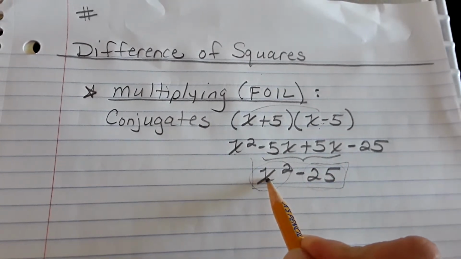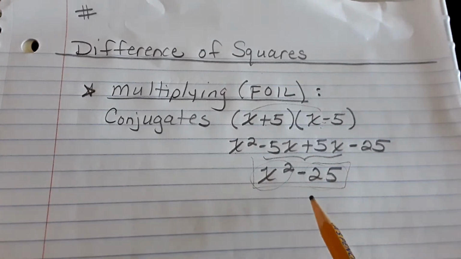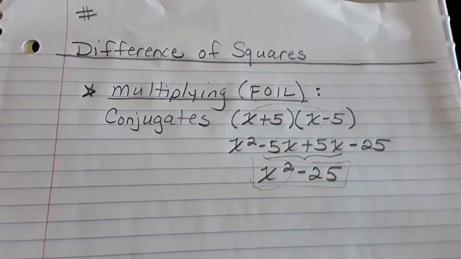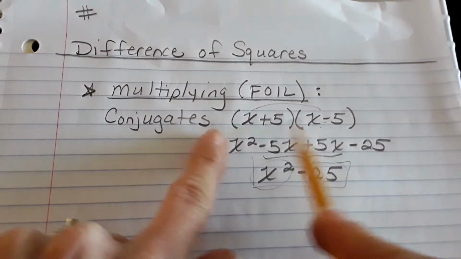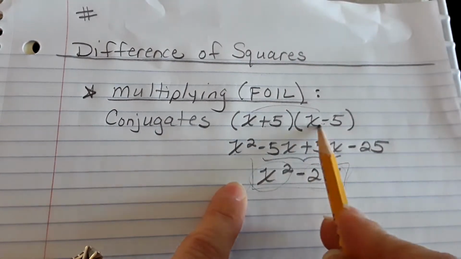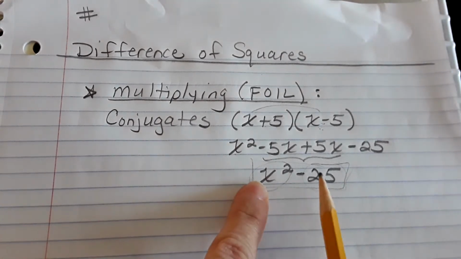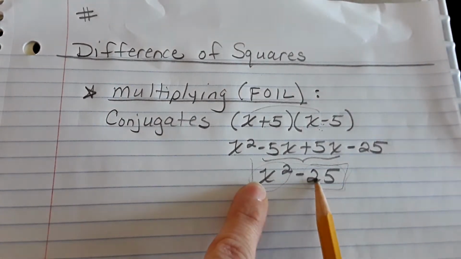X squared, you can take the square root of it. It would be x. 25, you can take the square root. It would be a 5. These are perfect squares. You have the difference of two perfect squares. So instead of me giving you two binomials to FOIL, I'm going to give you the answer to it, and you need to tell me what two binomials got FOILed. What you need to recognize is when you have a difference of squares.